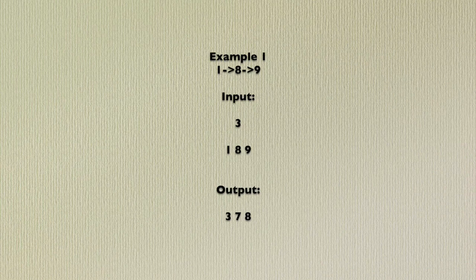The input's first line consists of the number of nodes, and then the nodes follow. The output is 378 because 189 into 2 is 378. Actually, what is to be done is you have to double the total number that the nodes carry, and the nodes are printed respectively.